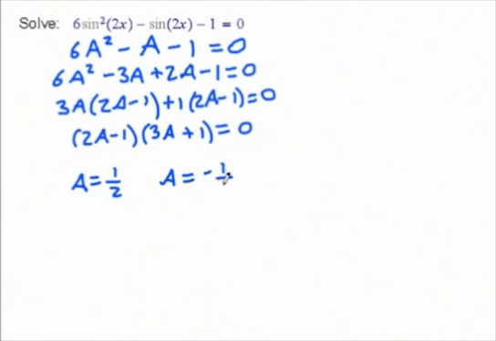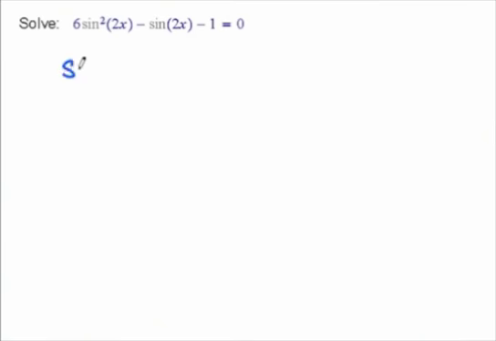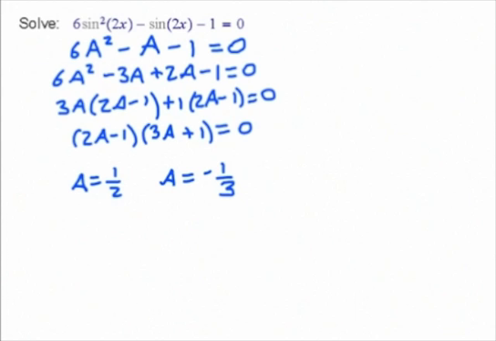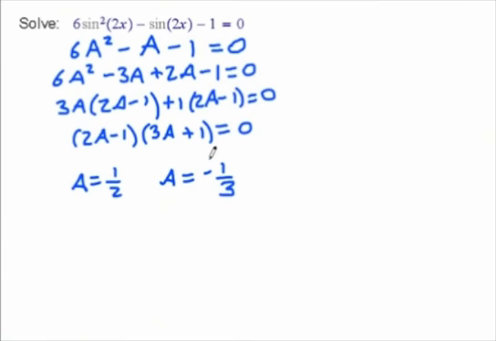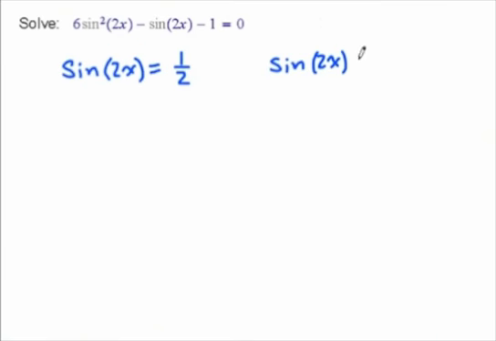Of course, that's not what I was trying to solve for. I'm not trying to solve for a. I'm trying to solve for x, which is buried inside this sine of 2x, which is what a is equal to. So what we're going to get out of this is that sine of 2x is equal to that first one, 1/2. And again, sine of 2x is going to equal the other one, negative 1/3, and solve these two equations.